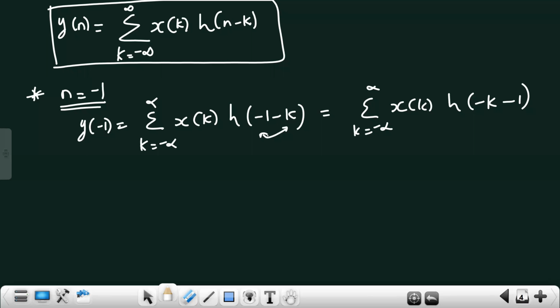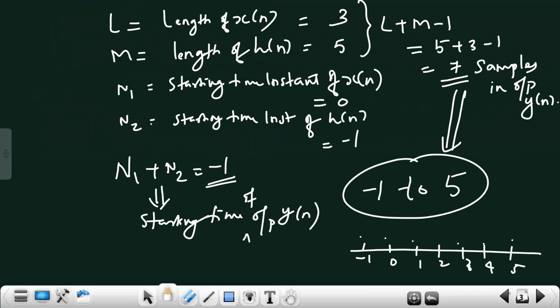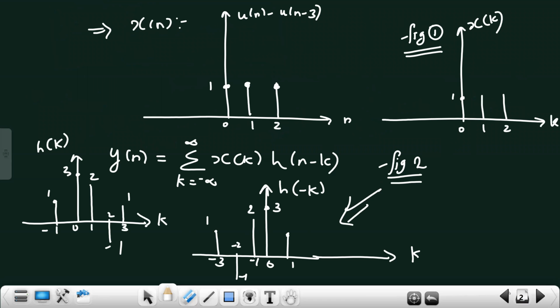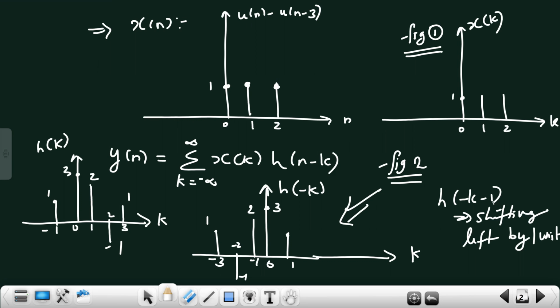Sir, is it from the graph of h of minus k? Yes, very good. So you need to draw the graph from h of minus k. Already you have plotted from figure 2. So from figure 2, you will shift this towards left, isn't it? H of minus k minus 1 is nothing but shifting towards left. Don't make mistake. Shifting towards left by 1 unit. And redraw the graph and mark it as figure number 3.